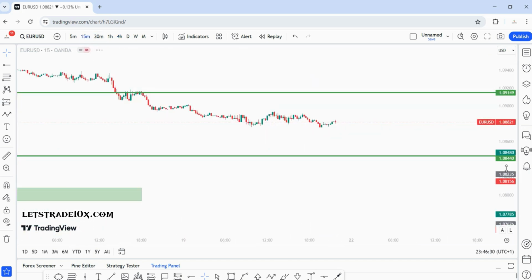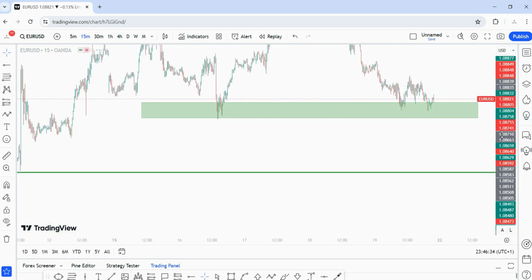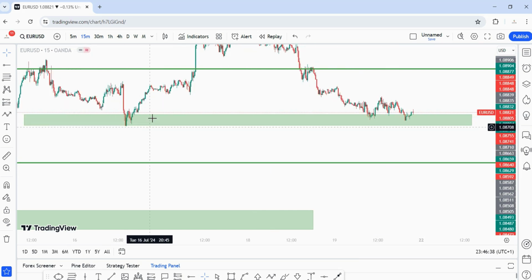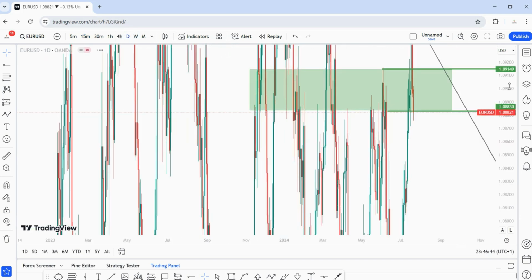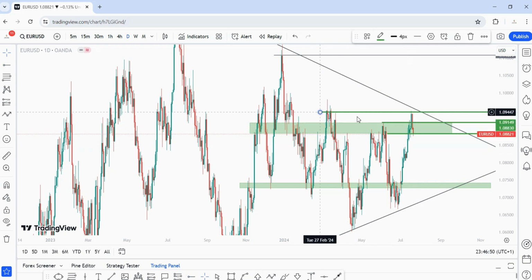I'll do what I did on GBP USD. On the 15 minutes time frame, I have a 15 minutes zone around here. If we go to the weekly time frame on Euro USD, you notice that we close with a bearish candlestick. Even on the daily time frame, this is a strong resistance level. As a matter of fact, this manipulation also came into a strong resistance level, which is around here.